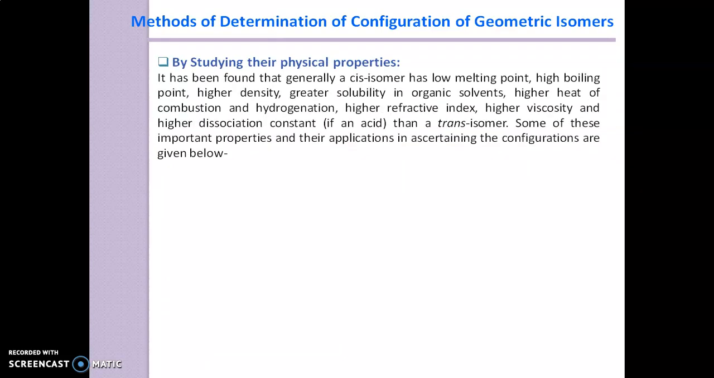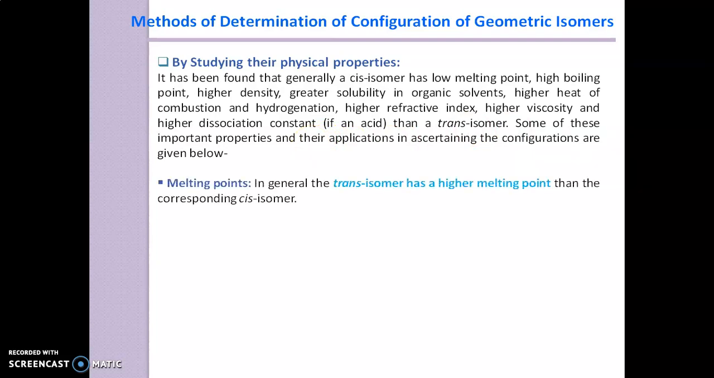It has been found that generally a cis isomer has low melting point, high boiling point, higher density, greater solubility in organic solvents, higher heat of combustion and hydrogenation, higher refractive index, higher viscosity and higher dissociation constant than a trans isomer. Some of these important properties and their applications in ascertaining the configurations are given below. So first one is melting points.